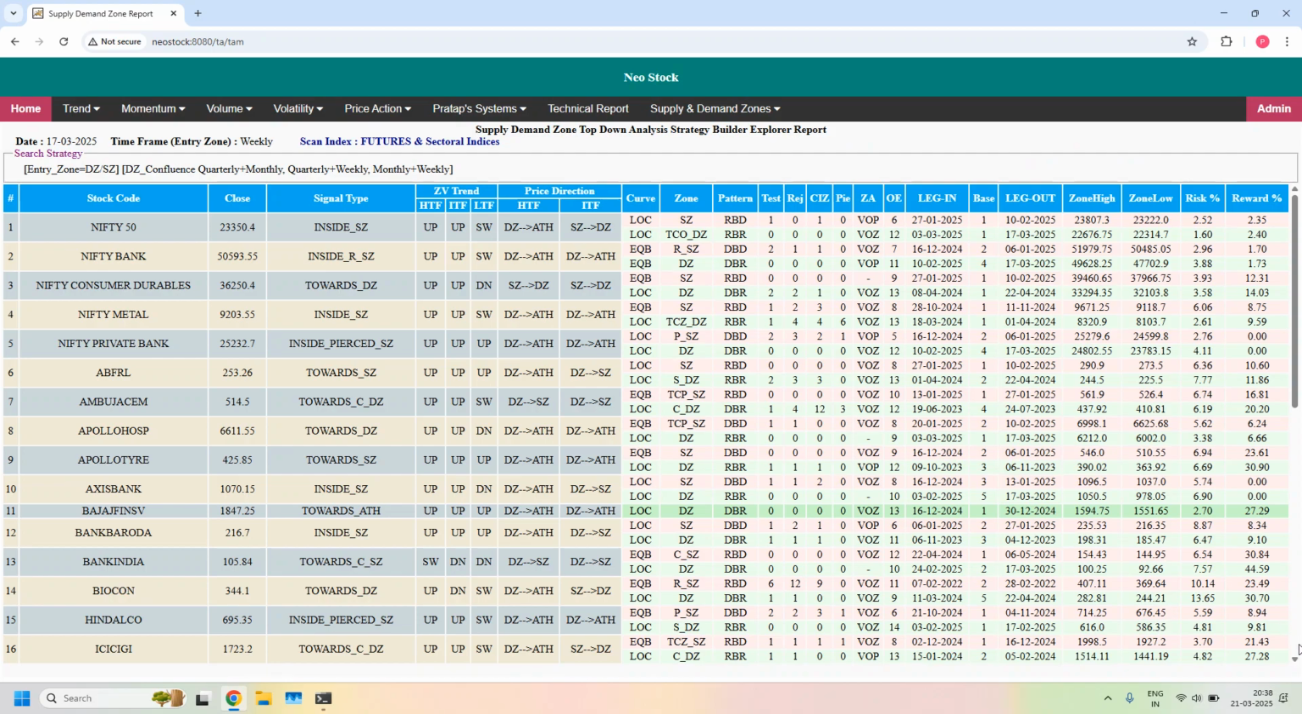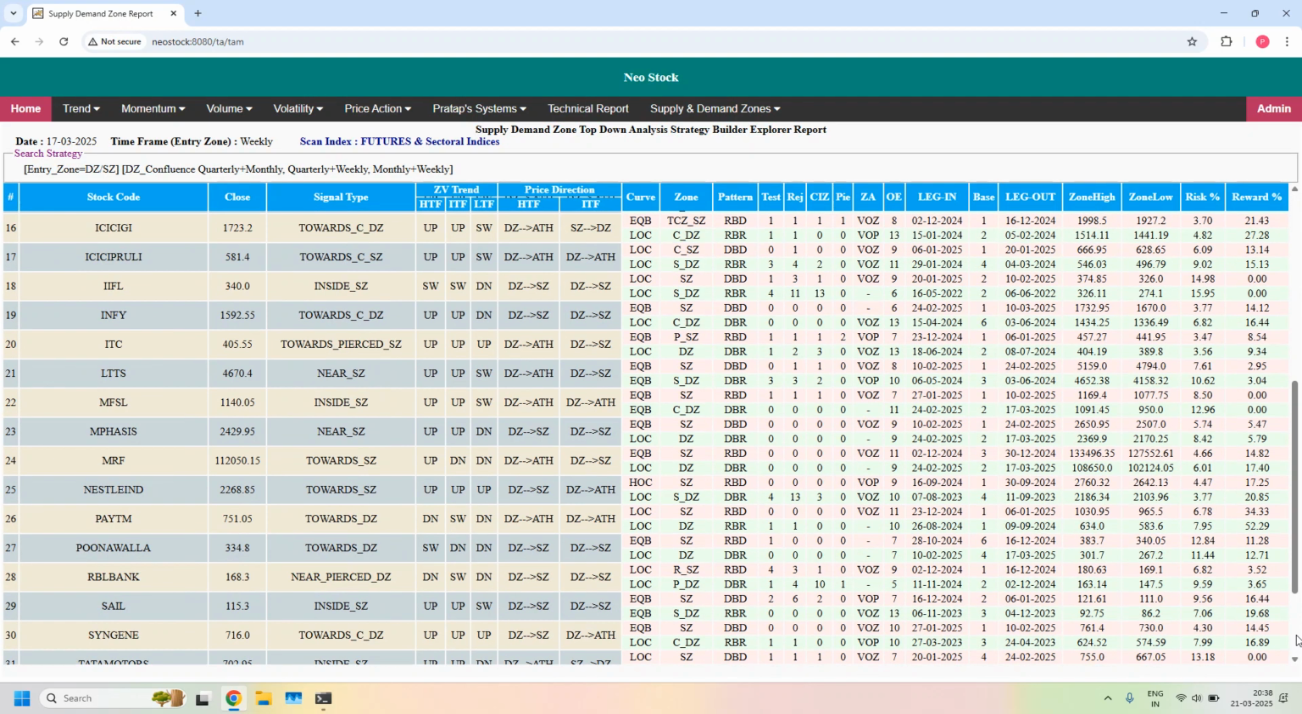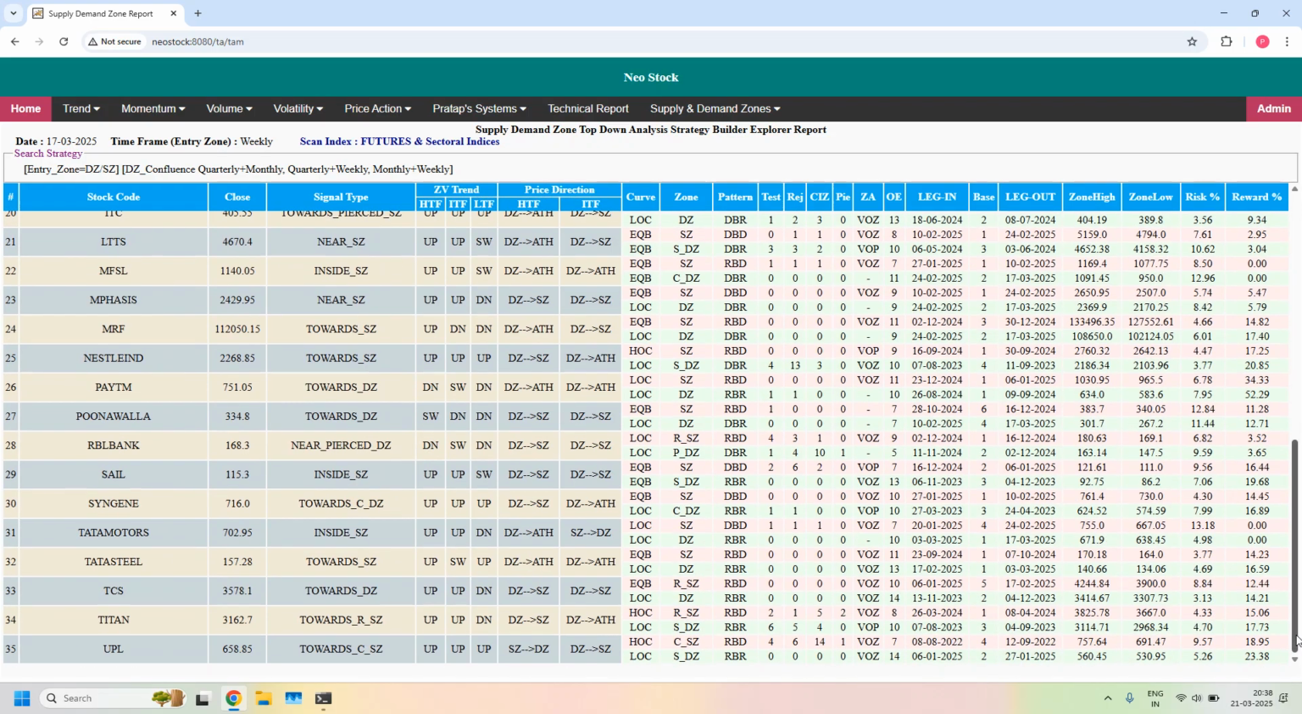So we got a big list. Even Nifty 50 weekly zone and monthly zone, both are part of a quarterly demand zone confluence. Monthly and quarterly demand zone confluence, those zones are having... Very interesting. I'm scrolling the list down. So total 35 stocks are filtered, having demand zone confluence for weekly, monthly and quarterly.